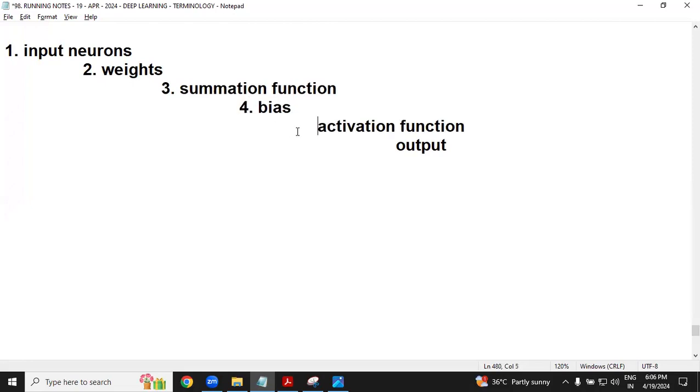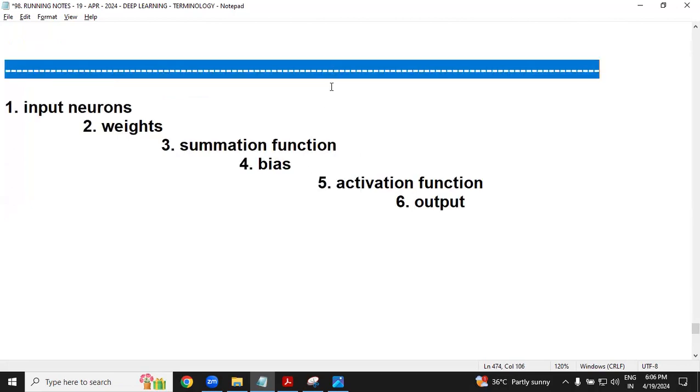Don't worry, Daniel. Do we need to do all of this manually? Trust me, you don't need to learn all these things, but the steps you need to remember. One more time: input neurons, weights, summation function, bias, activation function, output. Now, what is the important interview question?